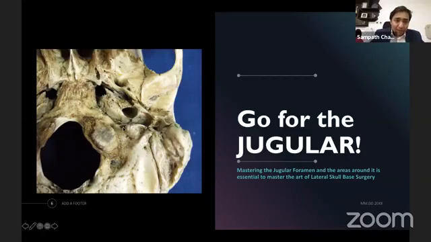So if you want to master the infratemporal fossa, the pivotal point is the jugular foramen. Now, this is the area we need to talk about in great detail. Yesterday, we just touched upon it. We just briefly glossed over these areas, and we went through the anatomy of these areas. But this entire presentation will be focused on the areas around the jugular foramen.